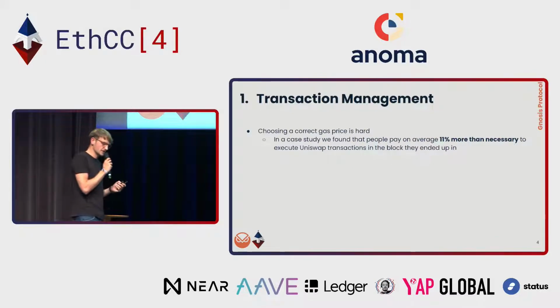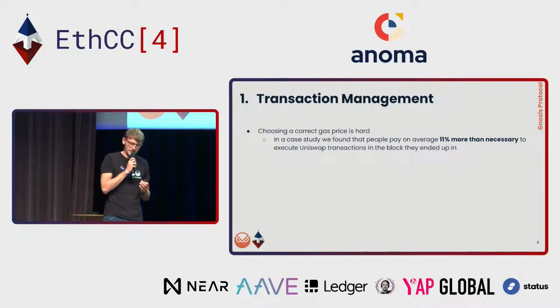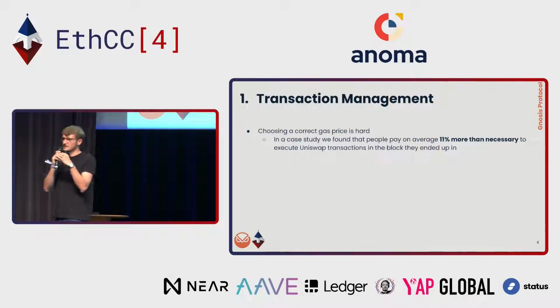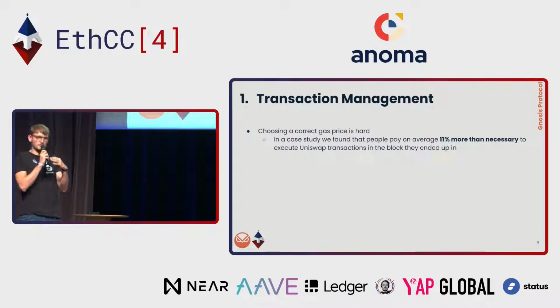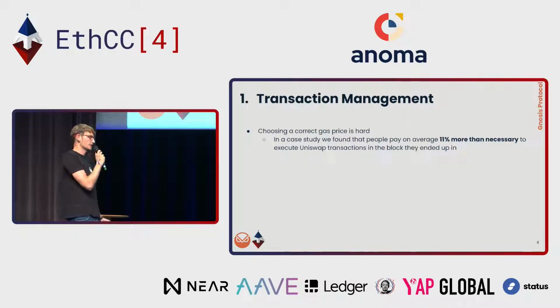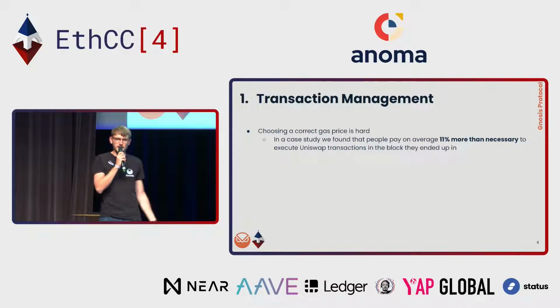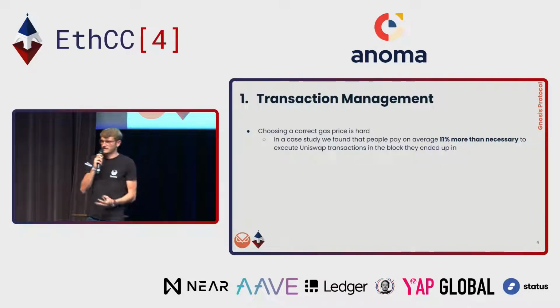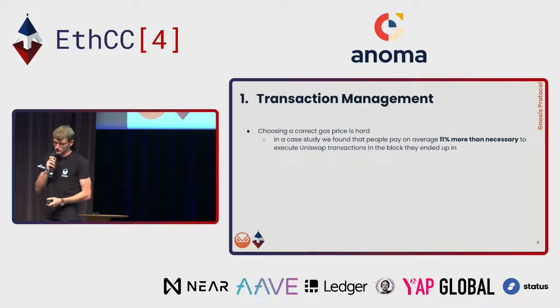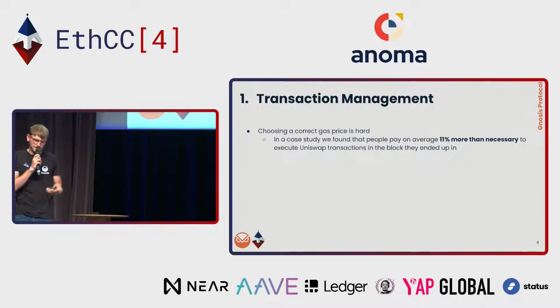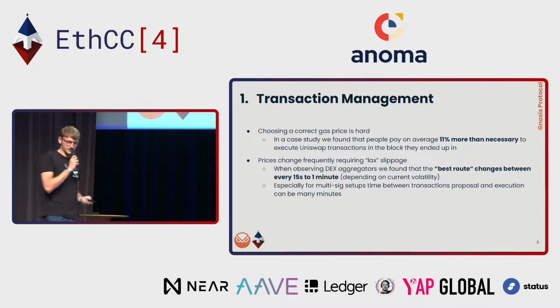And we ran a little study on Uniswap trades where we basically checked for a given trade in a block, how much gas did that trade pay, and how much gas did the cheapest transaction in that block that had roughly the same complexity, roughly the same size as the Uniswap trade had. And with that, we figured out that the average user today is overpaying their gas fee by roughly 11%. Doing this yourself is quite hard, so choosing the correct gas price is hard.